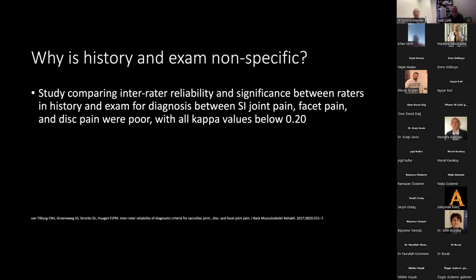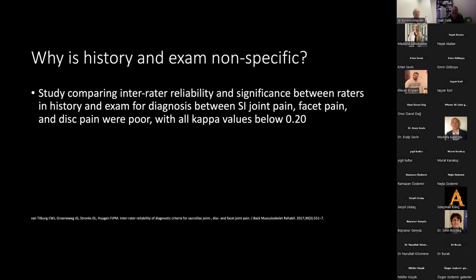This isn't surprising that these studies found it. And this is a separate group of authors who are interested more in physical diagnosis of low back pain. When they looked at all exam maneuvers for all types of low back pain, so disc pain, sacroiliac pain, or facet pain, they found that the kappa values were extremely low, which is 0.2. And kappa values are a measure of the inter-rater reliability.